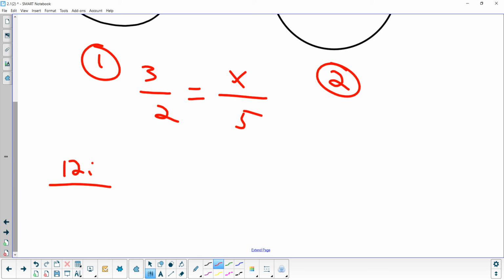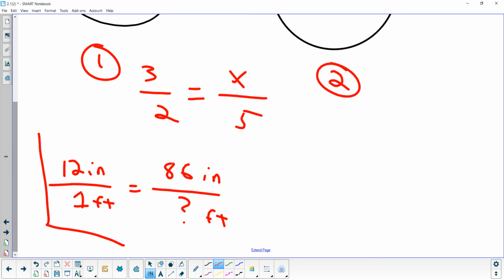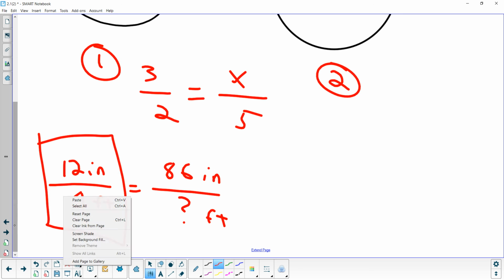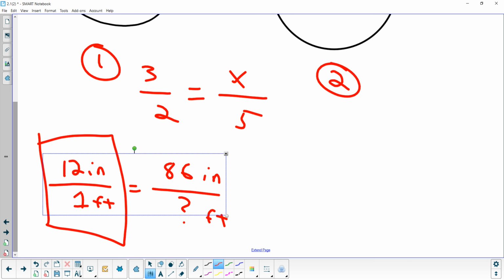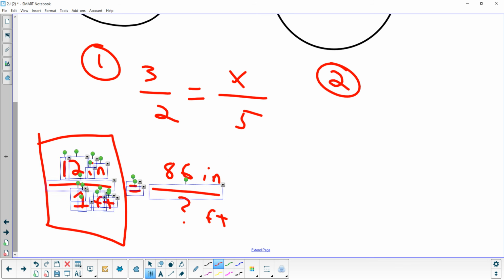We could say 12 inches, there's 1 foot, and now let's say you gave me 86 inches. Is how many feet? That's a proportion. The whole key in that proportion is this. You had to have a fact that you knew was true on one side, and then you could put information that you're trying to find on the other side. If you don't have this fact to start with, you're stuck. Can't do it. So this is what we have to figure out. We've got to figure out something to start with.